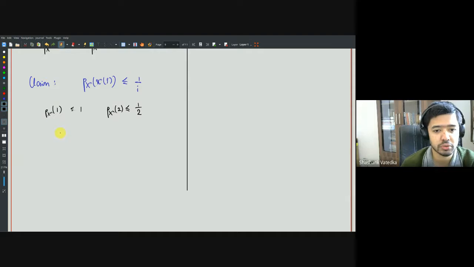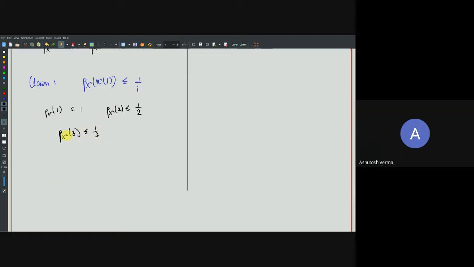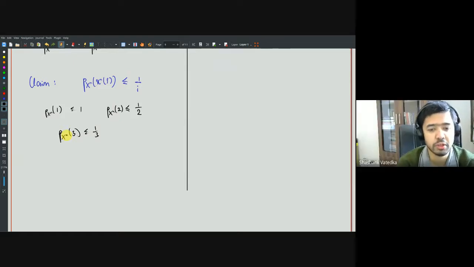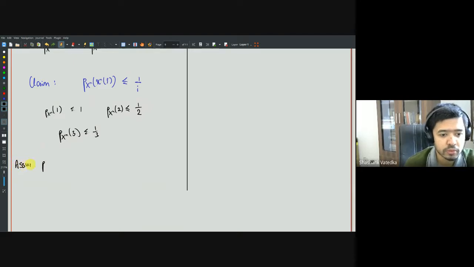And similarly, P_Xn of 3 has to be less than or equal to 1/3. So can you repeat the last statement, sir? Okay. I'm going to make it more formal, but let's assume that P_Xn of 2 is greater than half. We'll get a contradiction. Assume that P_Xn of 2 is greater than half.